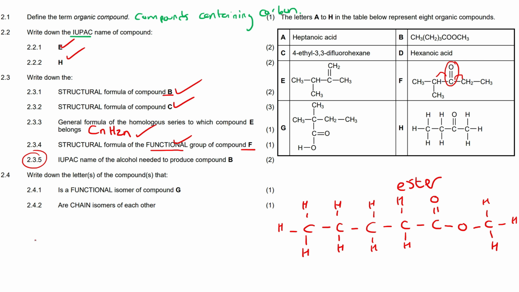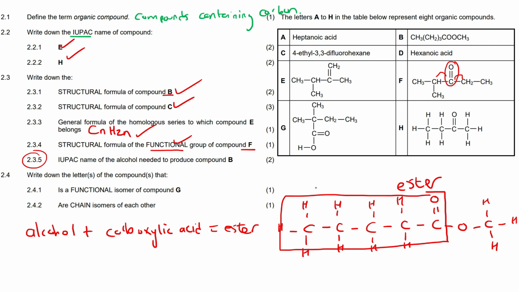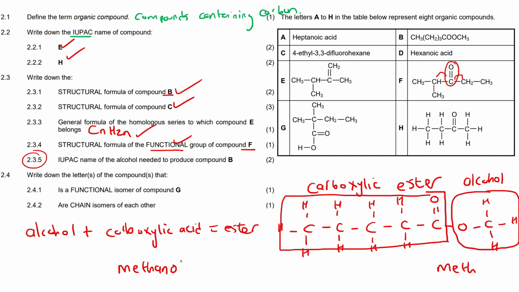Okay, so what we must remember is that this is an ester. How do we make esters, guys? It is an alcohol plus a carboxylic acid, and that is what makes an ester. Now, we need to identify that this part here with the double bond oxygen was the original part from the carboxylic acid, and this part would have been from the alcohol. So we can see that the alcohol part only has one carbon, that is meth. So the alcohol would be methanol. You can also say methan-1-ol, but methanol is also okay.